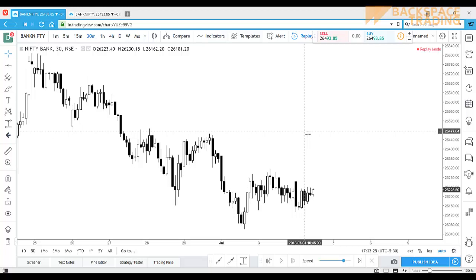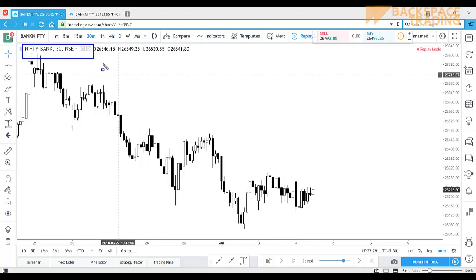For example's sake, I am going to consider Bank Nifty, and the time frames are going to be 30-minute, 5-minute and 1-minute. The 30-minute shall be my higher time frame, 5-minute shall be my trading time frame and 1-minute shall be my lower time frame. That being said, let's move to the first part.